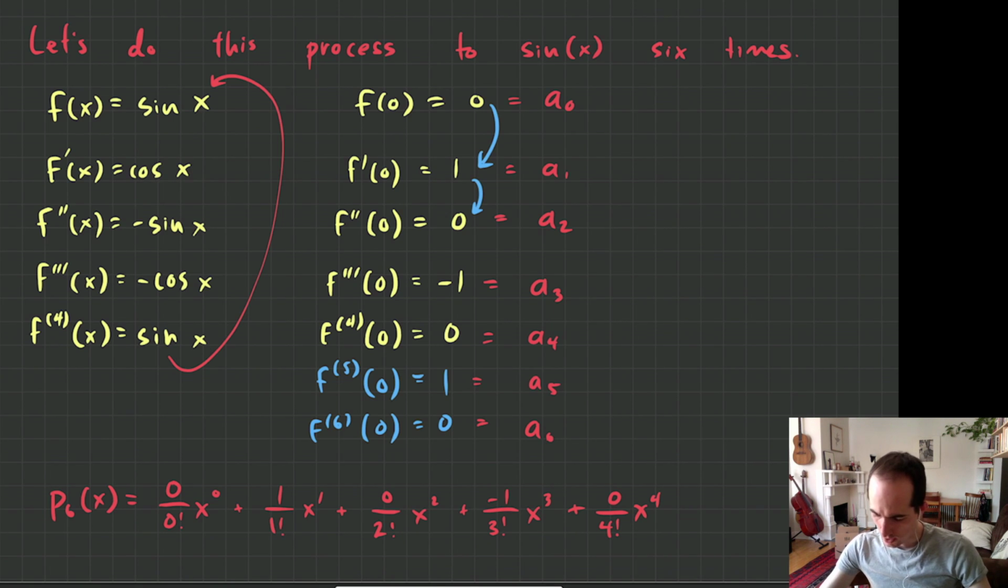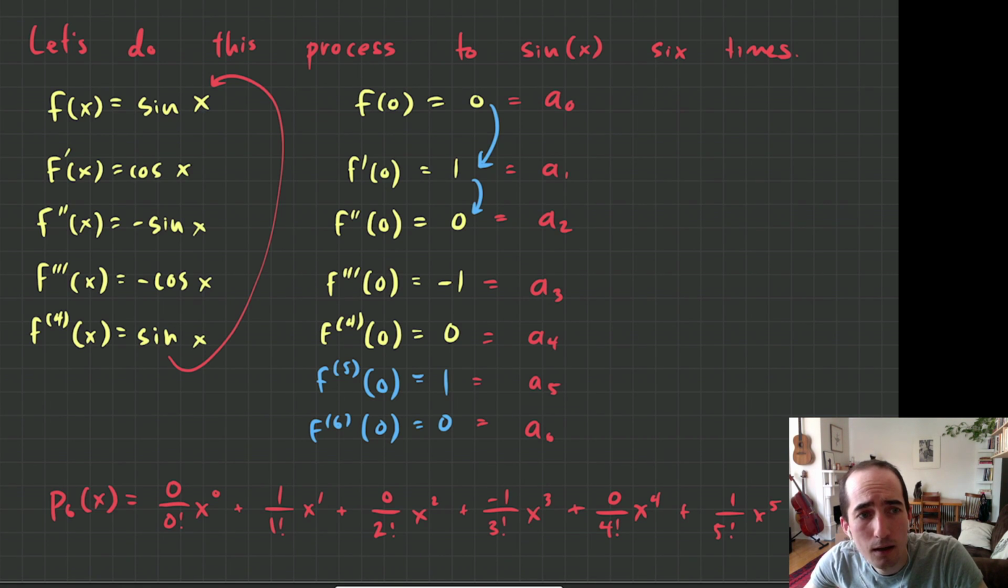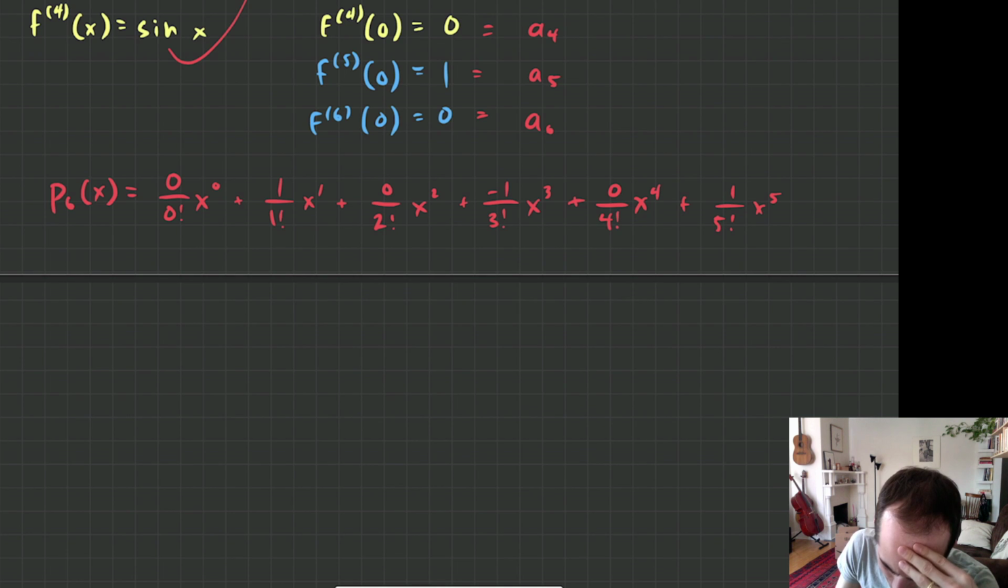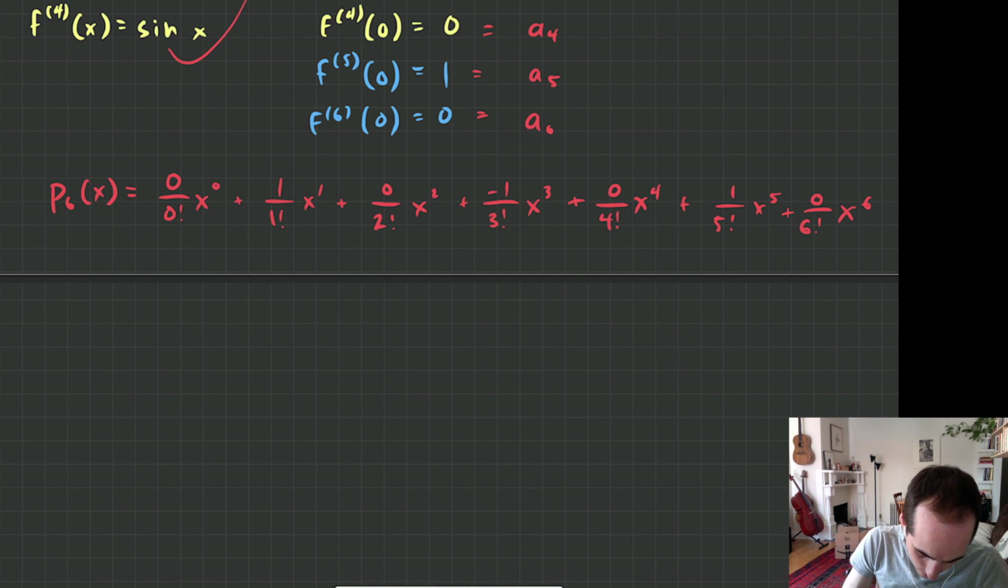The fifth one, where's the fifth one? There it is, 1. So I've got 1 over 5 factorial times x to the 5. And that's probably getting cut off by my head. I guess I can just scroll up. There we go. And then finally, a6 is 0, so I've got plus 0 over 6 factorial times x to the 6. So we can simplify this, obviously. The 0 terms we can just ignore because they're just 0, and the other ones we can clean up.